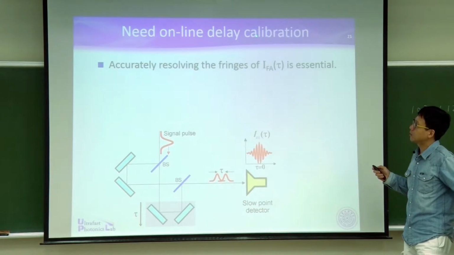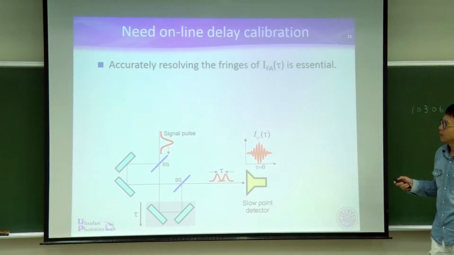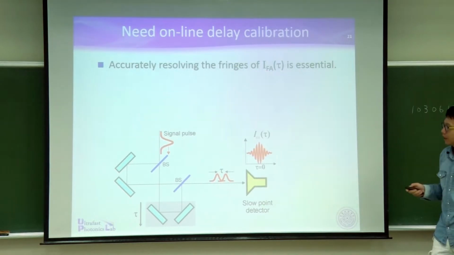need online delay calibration because accurately resolving the fringes is essential. As in our previous analysis, the field autocorrelation trace has dense fringes, and you need to accurately resolve these fringes. Otherwise, your data trace can never be accurate.